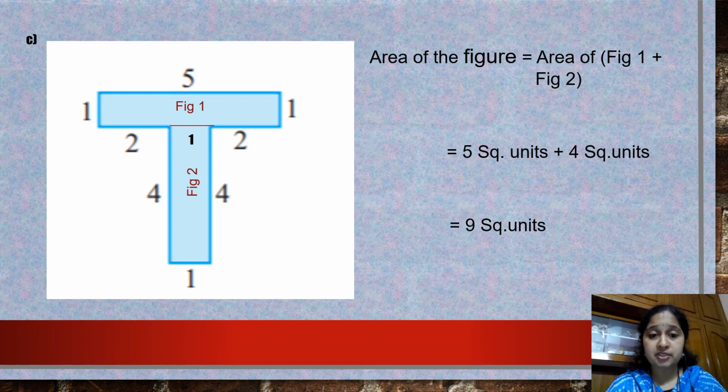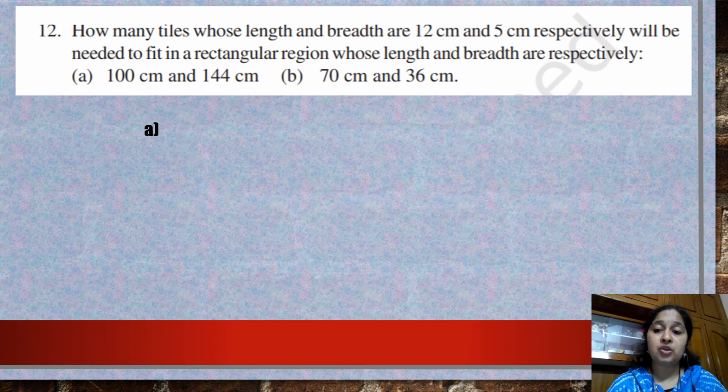It is very important. Is it clear? Now let's move on to the 12th question. How many tiles whose length and breadth are 12 centimeters and 5 centimeters respectively will be needed to fit in a rectangular region whose length and breadth are respectively 100 centimeters and 144 centimeters? That is the A bit, and the B bit is 70 centimeters and 36 centimeters. So now let's do the A bit.